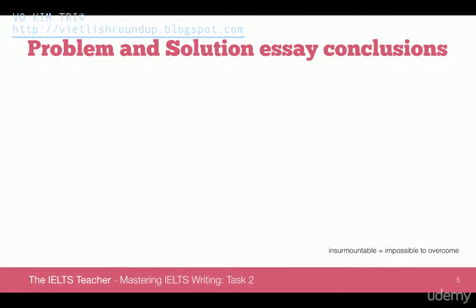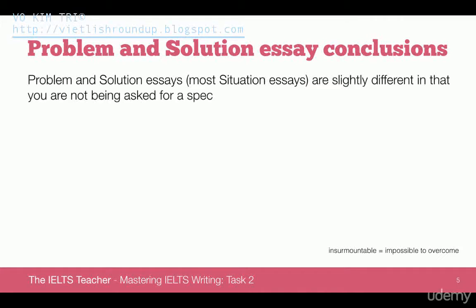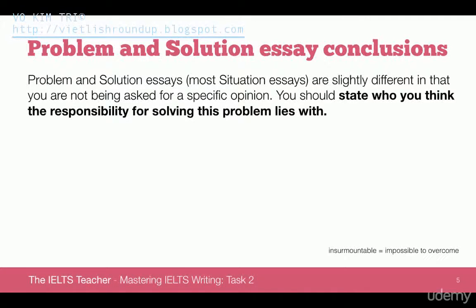Let's move on to look at a problem and solution conclusion, because this is a little bit different to the other structures. Problem and solution essays, which most situation essays fall into, are slightly different in that you are not being asked for a specific opinion. So in this conclusion, after summarizing the content of your essay, summarizing what the problems are, you should state who you think the responsibility for solving these problems lies with. So let's have a look at an example.